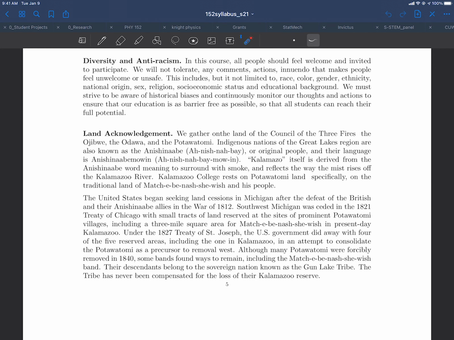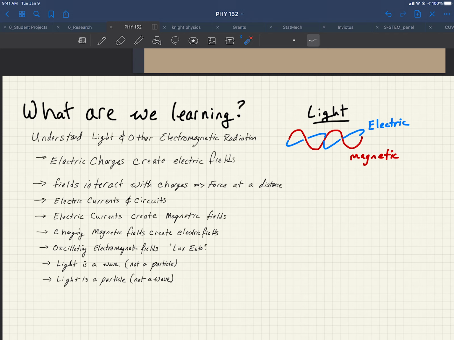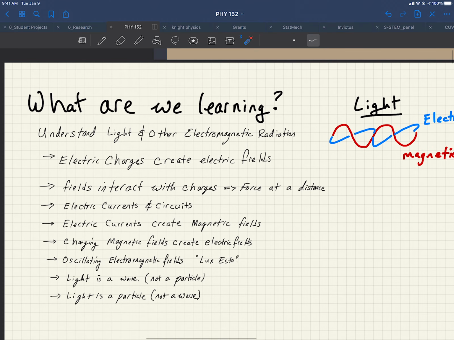So now you might be wondering, well, what are we really learning? Like, what's the class really about? Well, the course is about, fundamentally, understanding light and electromagnetic radiation. However, it's going to be a really long time before we say the word light. The first thing we're going to learn about is electric charges. And we're going to learn about how electric charges create something called electric fields.